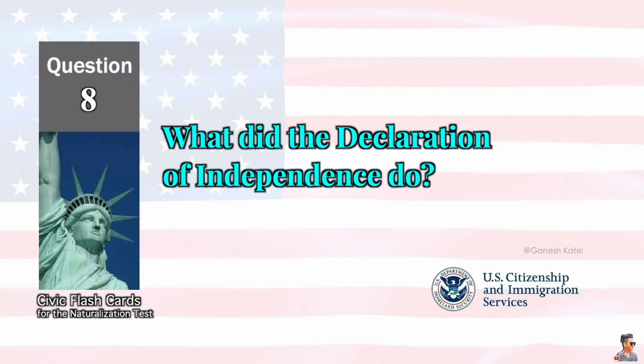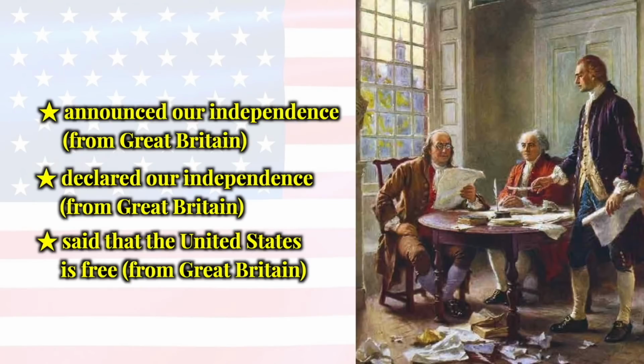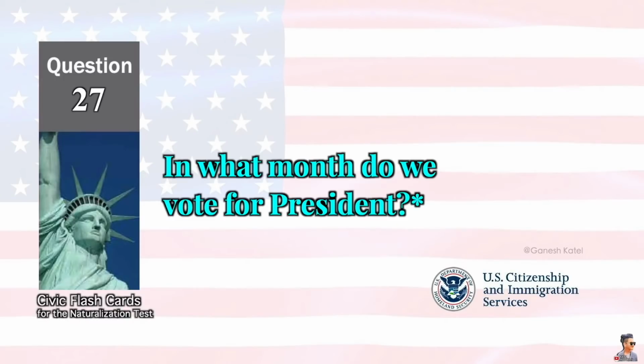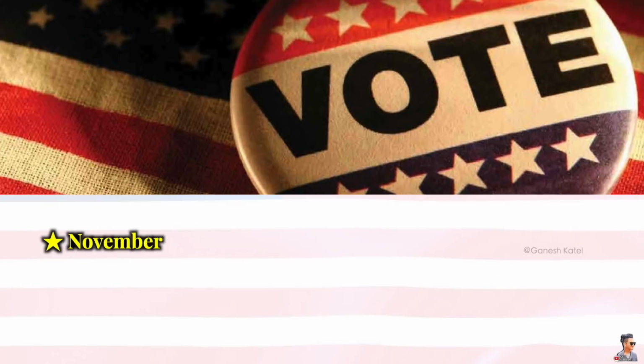What did the Declaration of Independence do? Announced our independence from Great Britain. Declared our independence from Great Britain. Said that the United States is free from Great Britain. In what month do we vote for president? November.